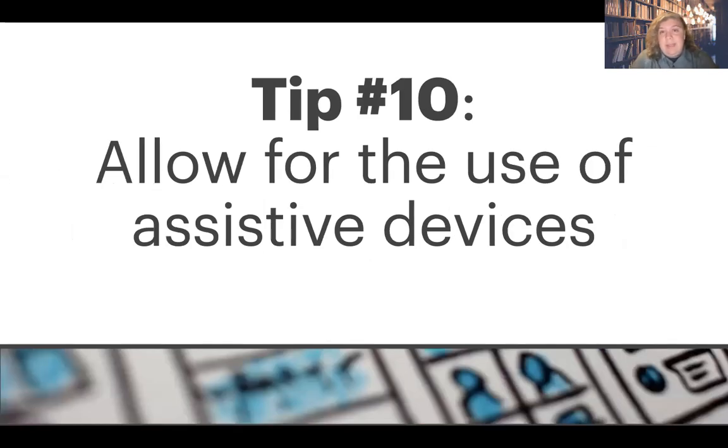Tip number 10, allow for the use of assistive devices. So some players are going to need special technology to make your game accessible, whether it's on mobile or PC or console. There are a variety of adaptive devices that can be used to accommodate for motor, vision, hearing, and other accessibility issues. Develop in such a way that players can actually make use of that tech and advertise the fact that your game has been designed to allow for the use of that technology. Make it easier for players to find games that will allow them to use the devices that they depend on.